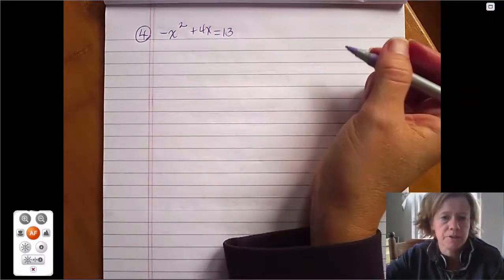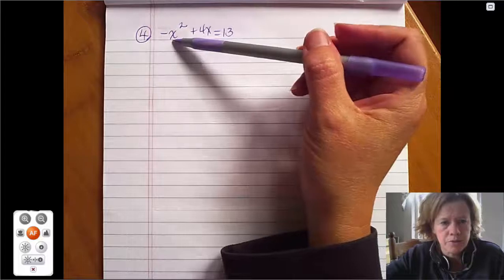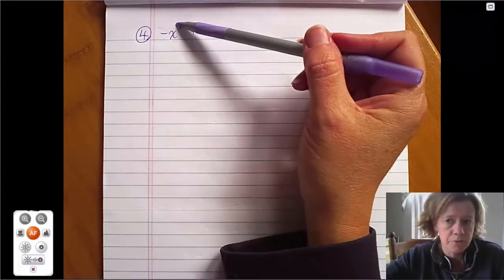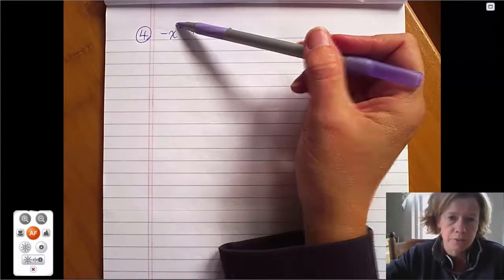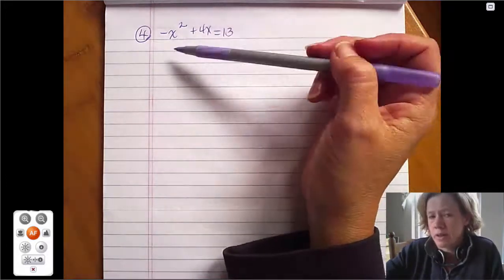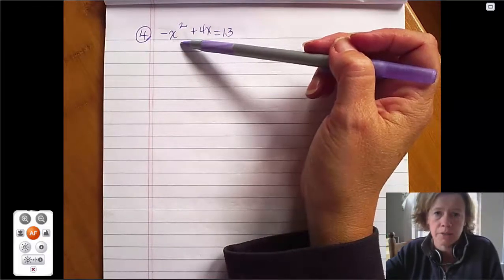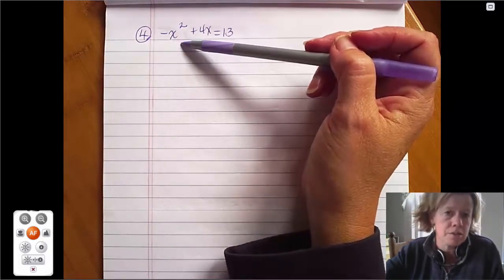Okay, once again, we need this set equal to 0. Some people don't like your squared term to be negative, and I'm one of those people. I prefer that my squared term is positive, especially if I want to factor or complete the square. So I'm just in the habit of always making my x squared term positive, making my a value positive, so that I'm consistent all the time.